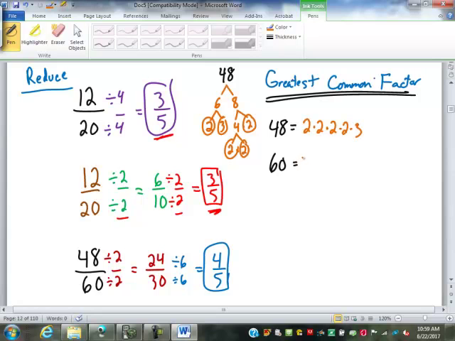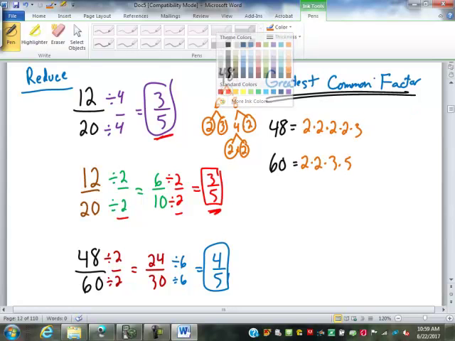60 is 2 times 2 times 3 times 5. If I did the same thing with 60, that's what I'd end up with. I'm just saving some time by giving that to you.